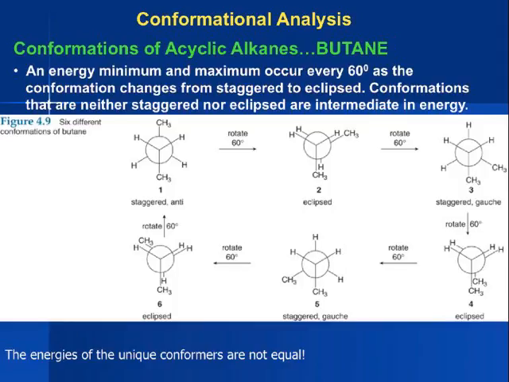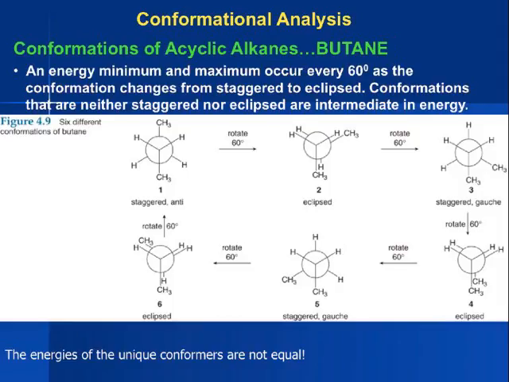I can look down the carbon 2, carbon 3 bond and get Newman projections. What am I looking at here? The 1, 2 or the 2, 3? Here's my Newman projection. Am I looking down the 1, 2 or the 2, 3? I'm looking down the 2, 3. Okay, so there's my Newman projection.